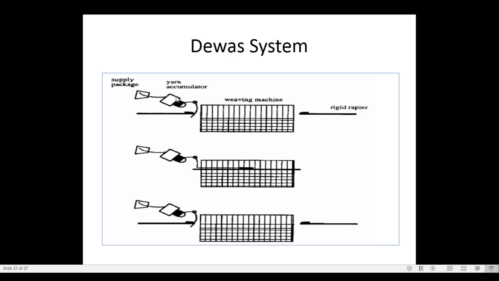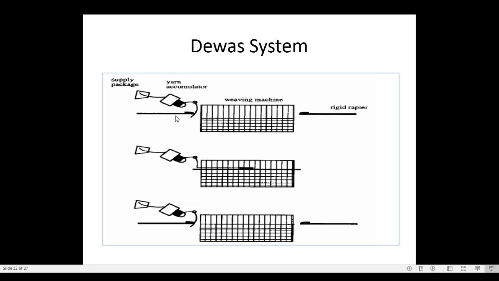So take 2 minutes to draw the figure of this Dewas system. Open your book and draw it. I'll explain what the Dewas system is. Here is the supply package, here the accumulator, here the tensioner, or gripper, and here your weft tailing leading end is ready now. So this is the left hand rapier.